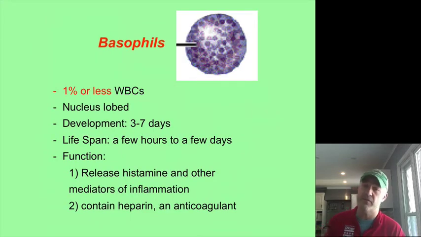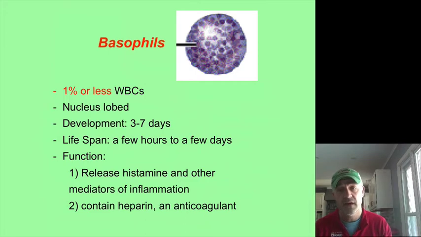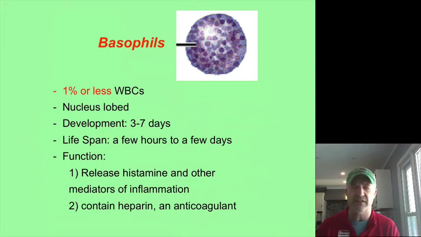The least common type of leukocyte is the basophil. It does have a lobed nucleus. It's very difficult to see because it has these very large, distinct purple granules that you can't really see the nucleus underneath. Again, about a week to develop, can last hours to days.